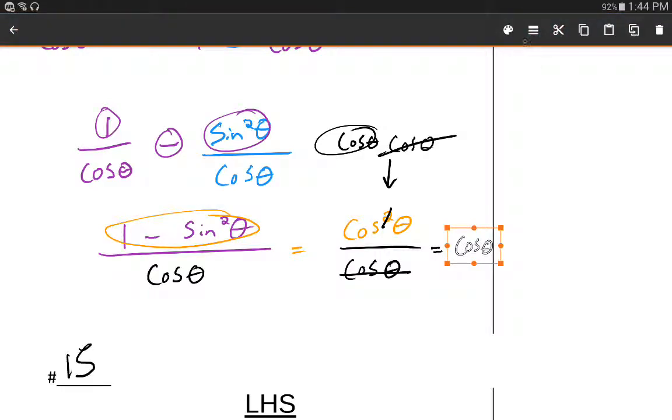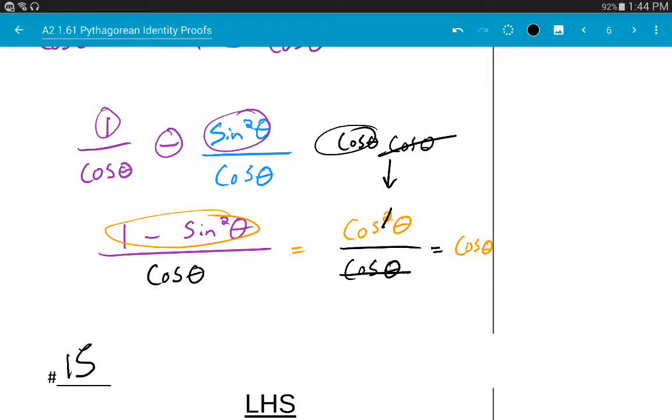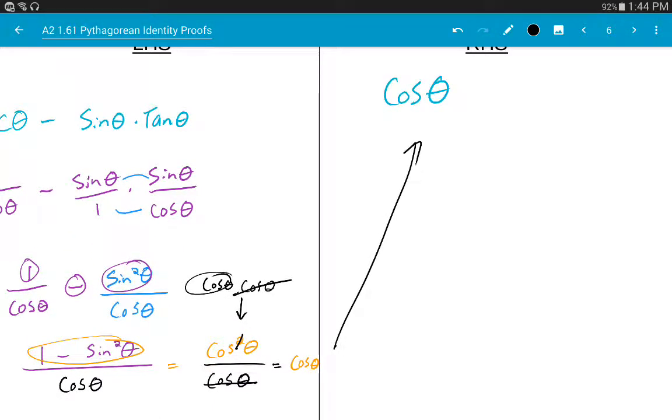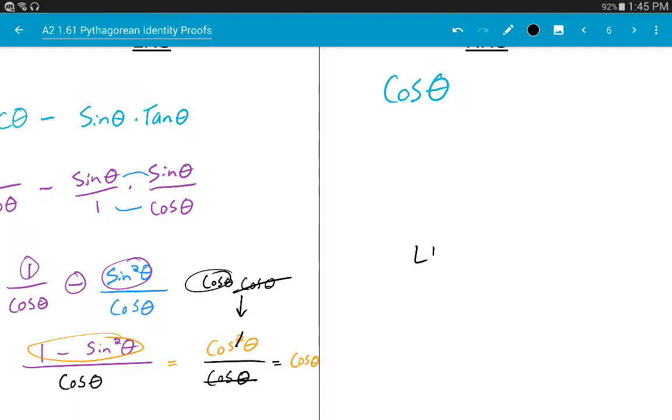And just to keep everything copacetic, I'm going to keep that orange. And now look, my left-hand side equals my right-hand side. So I can just simply state LHS equals RHS, W to the fifth, or QED. You can pick which one of these you feel like putting.